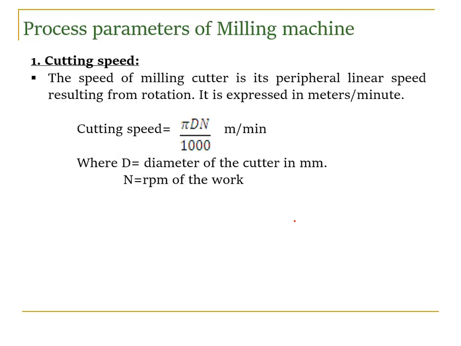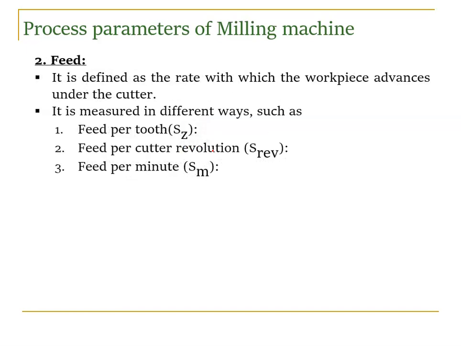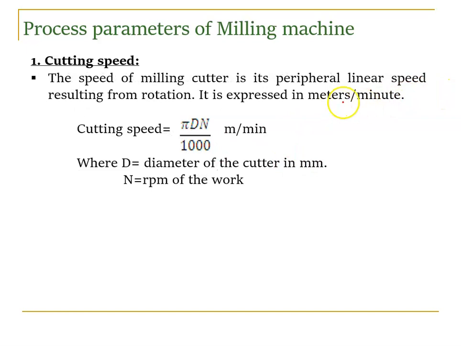The process parameters of the milling machine: cutting speed is the peripheral linear speed resulting from rotation, right? When our cutter rotates, if we convert that into a linear speed, that is the cutting speed. How fast it rotates: the same formula, V equals πDN by 1000 meters per minute, right? This is similar to our lathe as well as drilling; for both, the cutting speed formula is the same. It is a peripheral linear speed resulting from rotations, expressed in meters per minute. So how many meters per minute, how many rotations there are, right? That is the cutting speed.